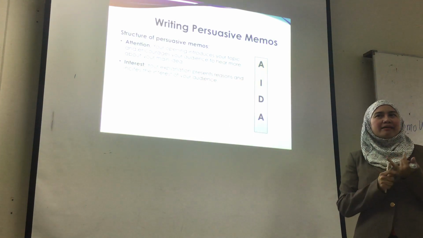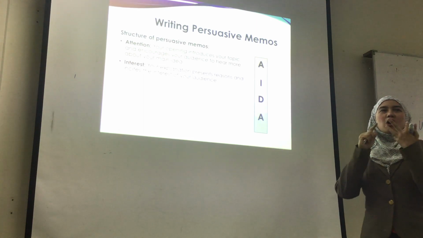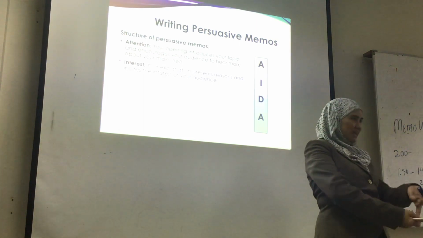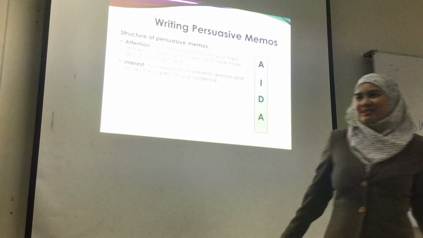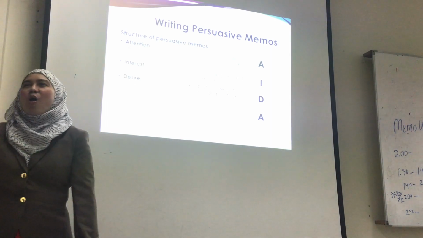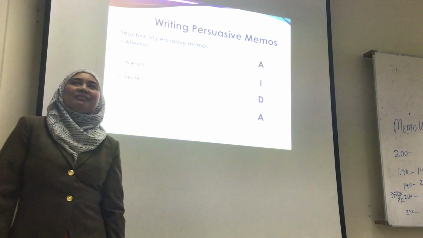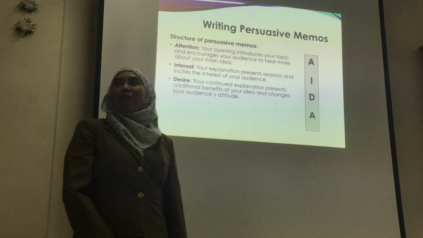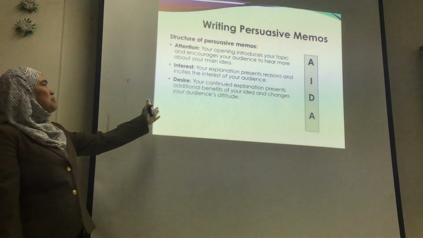Can you remember A was in I? Yes. Okay, recall. What is A? Attention. What is I? Interest. Very good. Excellent. Now, D for? Desire. What would be the name for desire? So what would desire here mean?